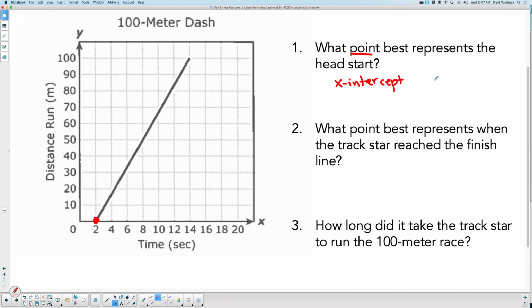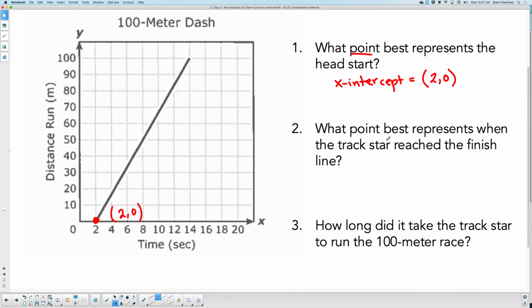Since it says point, usually that means x comma y. I'm going to go with x-intercept. So what's the coordinates for this one? What's the x? What's the y? 2 comma 0. Yes, that's the point. That's a coordinate point that represents the head start. Why did the time start at 2 seconds? He let the other runner run for this amount of time, but then he started running. Okay. And I say he, it could have been a she.